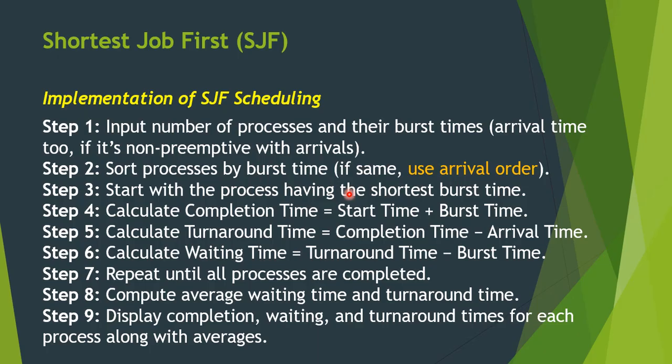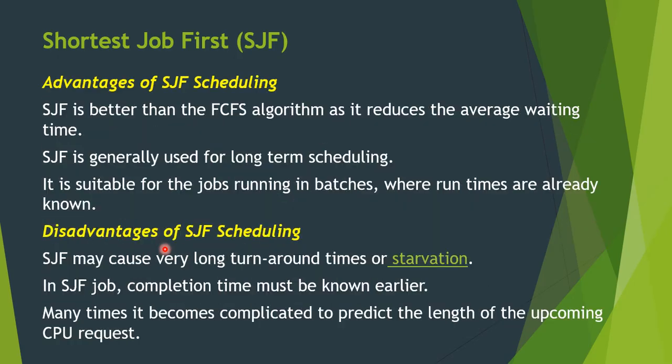Assuming you have a case whereby the burst times are the same, it means we shall consider the arrival order. So we usually start with processes having the shortest burst time, and then we go ahead and calculate the completion time, which is equal to the start time plus the burst time, calculate the turnaround time, repeat for all the processes, and so on. Now this basically helps us to see how we can implement the shortest job first scheduling algorithm.